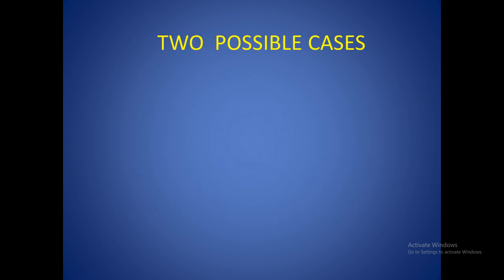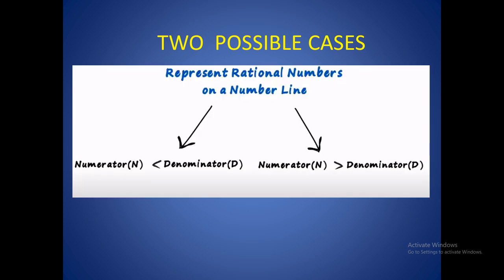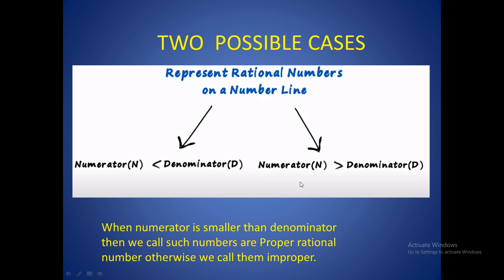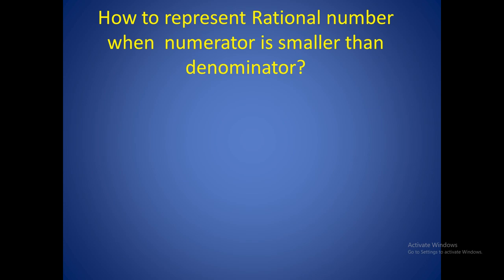To understand this, we will first divide our rational numbers into two categories. Two possible cases are when the numerator is less than the denominator, and the second case is when the numerator is bigger than the denominator. In case 1, when the numerator is smaller than the denominator, we call such rational numbers proper, and those in which the numerator is bigger than the denominator, we will call improper. So one by one we will learn how to represent rational numbers.